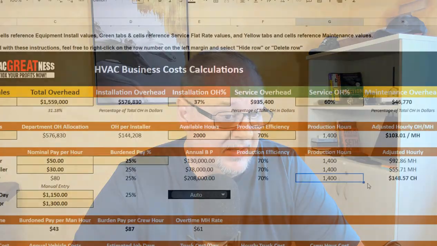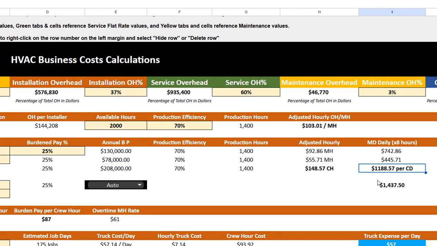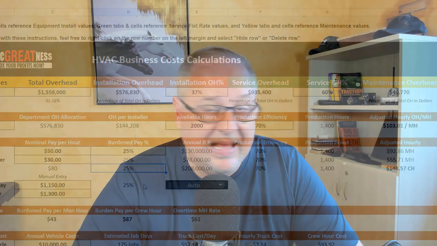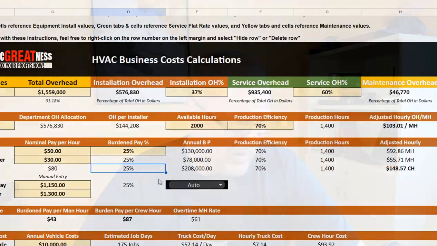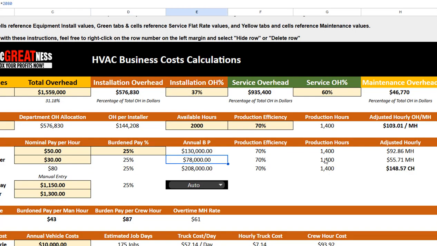And so 70% of the time, they're working. And so that's a realistic thing. And so now we're looking over here at a labor per crew day of right at $1,200. Okay, and it's burden. I've got that 25% I was talking about, plus the 15% if I use the other way. But what it's going to do is take that and divide it into 1,400 hours, right? And that 1,400, by the way, is 70% of the 2,000 hours that my guys are available to work.